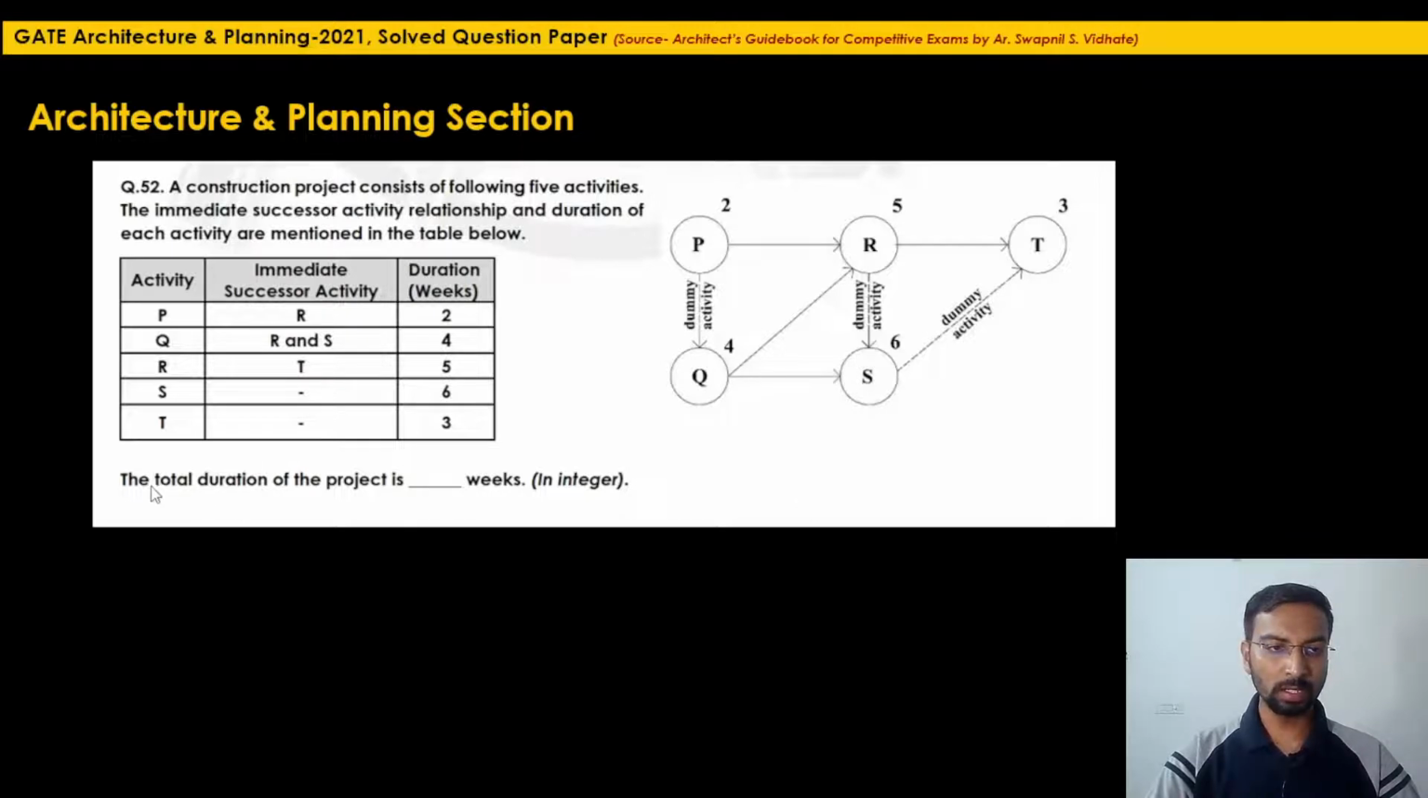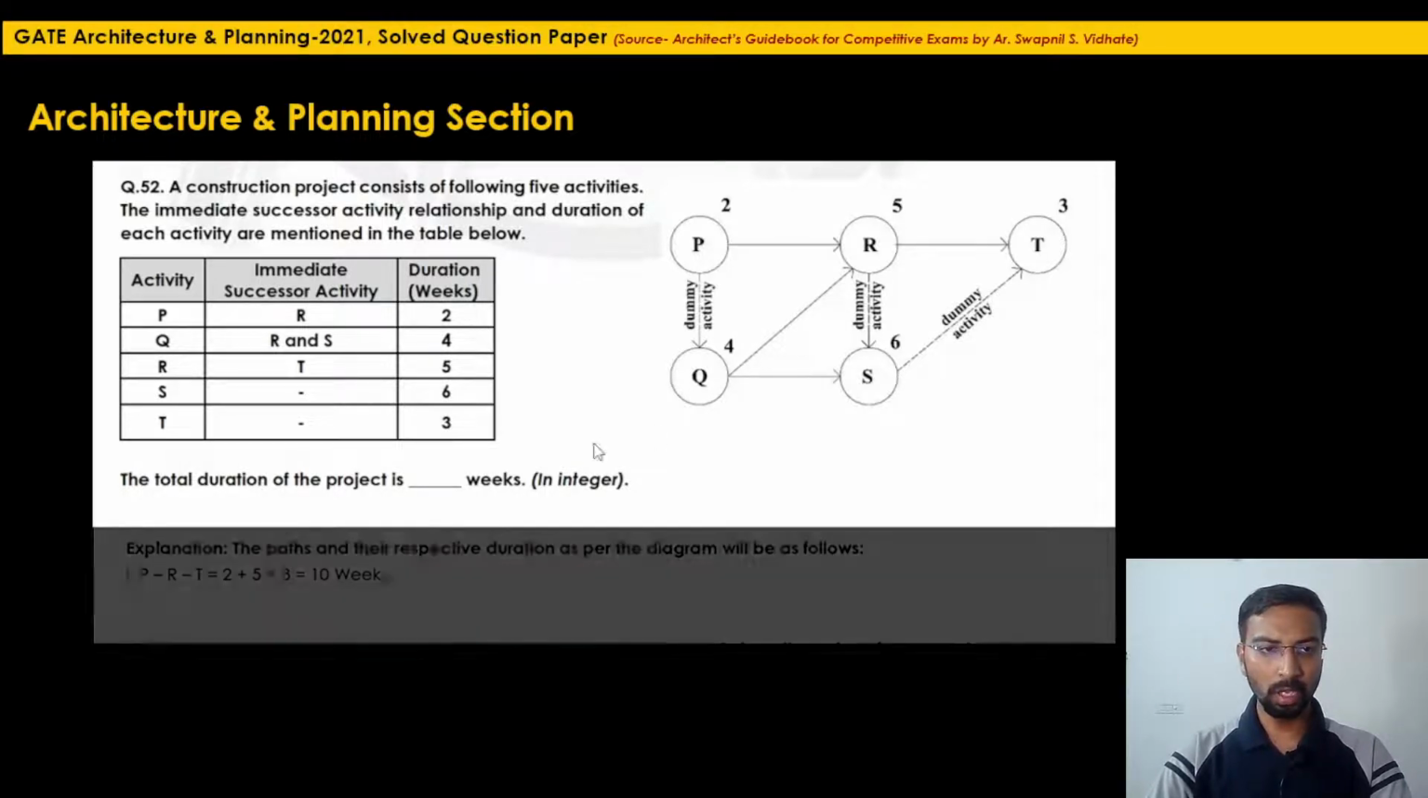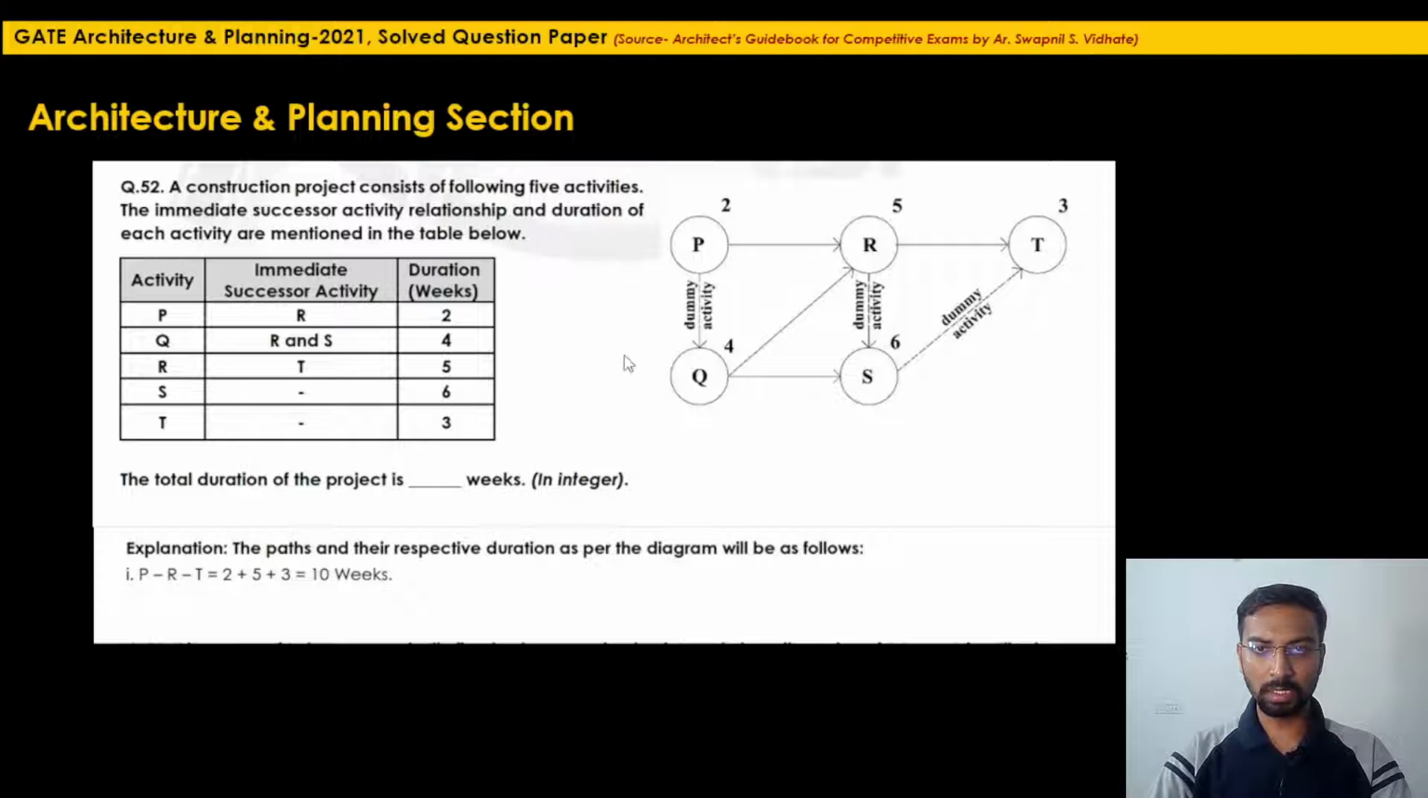So what they are asking is the total duration of the project, how many weeks. Here, if we just take the direct paths without any dummy activity, P, R, and T is one path to complete the project. So what is the total duration? 2 plus 5 plus 3. That means 5 plus 3 is 8, plus 2, that means 10 weeks. This is one of the total times to complete the project.